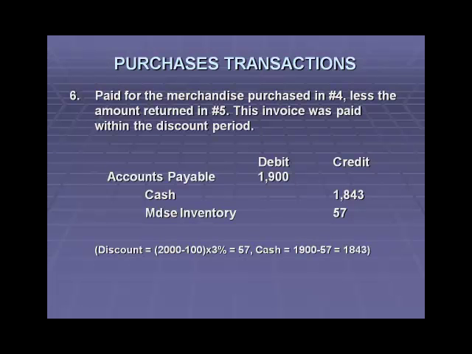To calculate the discount, we take the $2,000 minus the $100 return. That quantity, $1,900 times 3%, is equal to $57. $57 subtracted from the $1,900 accounts payable balance means that we paid cash of $1,843.